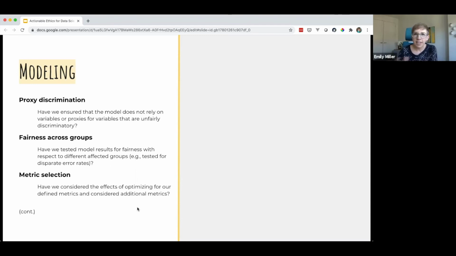Another piece here is thinking about what a false positive and what a false negative look like, and whether we have the right trade-offs here given what that looks like in real life.